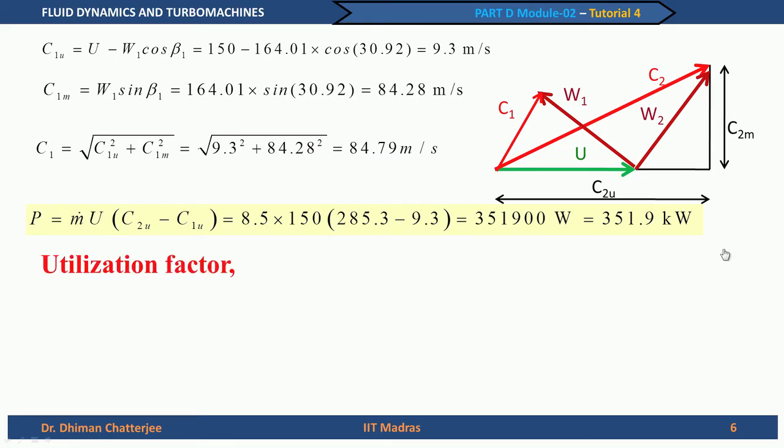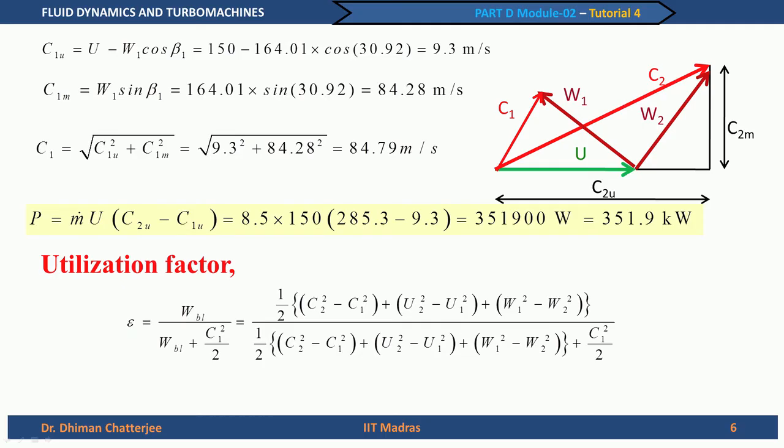Now, the utilization factor. Let us try to understand what the utilization factor tells you. It tells us how much of the exit kinetic energy has been utilized. We do not want the exit kinetic energy to be present at all, but in reality exit kinetic energy is inevitable. However small, it is not 0. So, the utilization factor tells how much of it we have been able to use, and the utilization factor epsilon is given as W_BL, the blade specific work, divided by W_BL plus C1 square by 2.